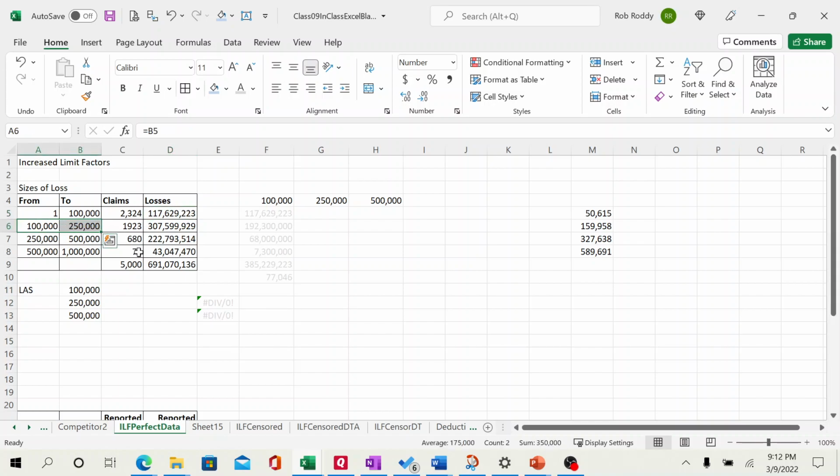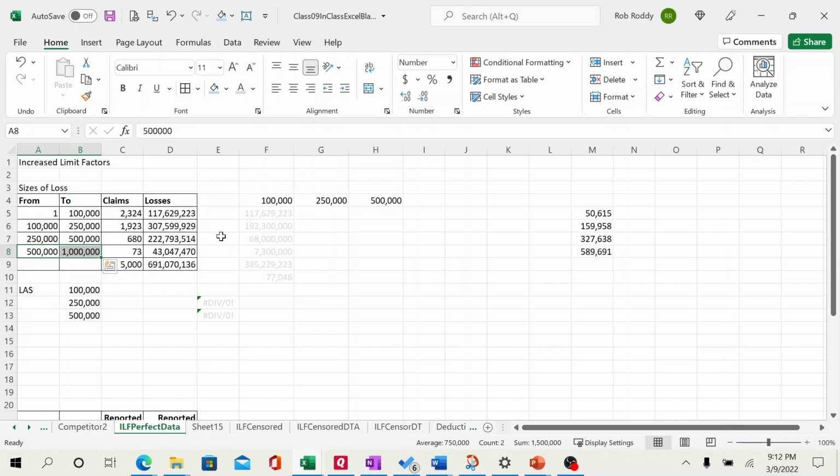If you had losses from $100,000 to $250,000, you had 1,923 claims in this class, and you had $300 million or so of losses. All the way up to losses from $500,000 to $1 million. There weren't many of them, only 73, but they still cost quite a bit of money, $43 million, because they're all very big losses.